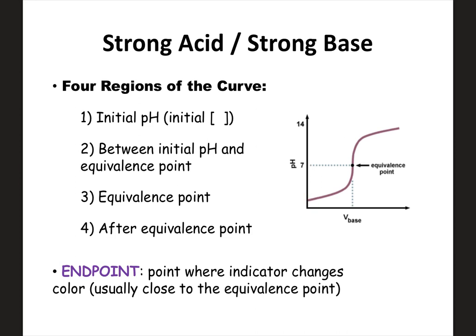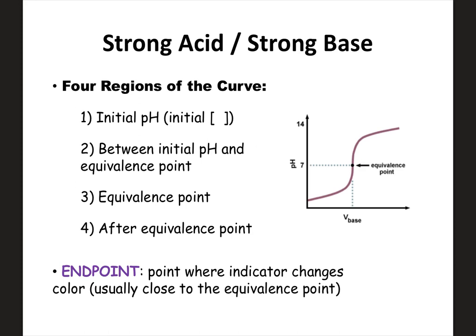So you have the initial zone, and then you have kind of this second region between the equivalence point and when you added your first drop. Then there's the equivalence point you could be worried about the pH for. And then anywhere after the equivalence point, we might have to look at the pH here.